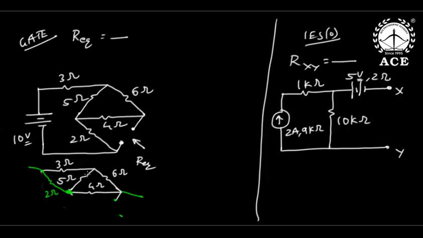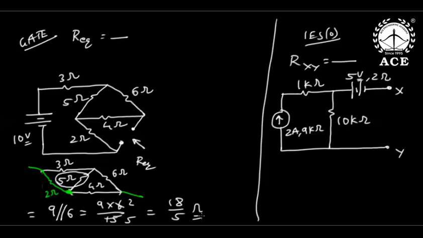So if 5 can be neglected, then finally this 3 plus 6, 9, is in parallel to 2 plus 4, 6. So 9 into 6 by 15. 3 2s are 6, 3 5s are 15, 18 by 5 is the answer. 18 by 5 is the answer.